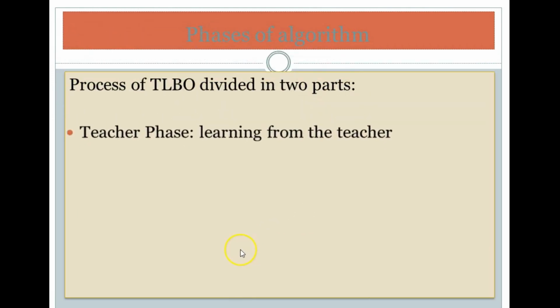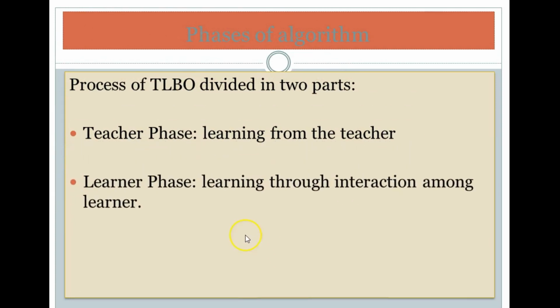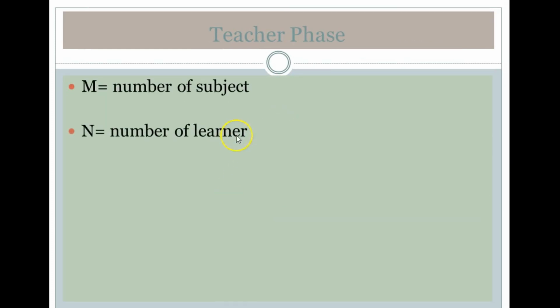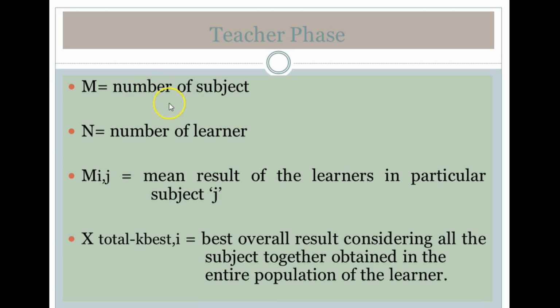A teacher is assumed to be a knowledgeable person. So here we are taking some variables to complete this phase. Here we have a population. Population here is a kind of number of learners or students, and then we have a number of subjects offered to the students. Mij gives the mean result of the learners in the particular subject j at any iteration i, and then K best is the best learner, and this value means the best overall result considering all the subjects together obtained in the entire population of the learners.